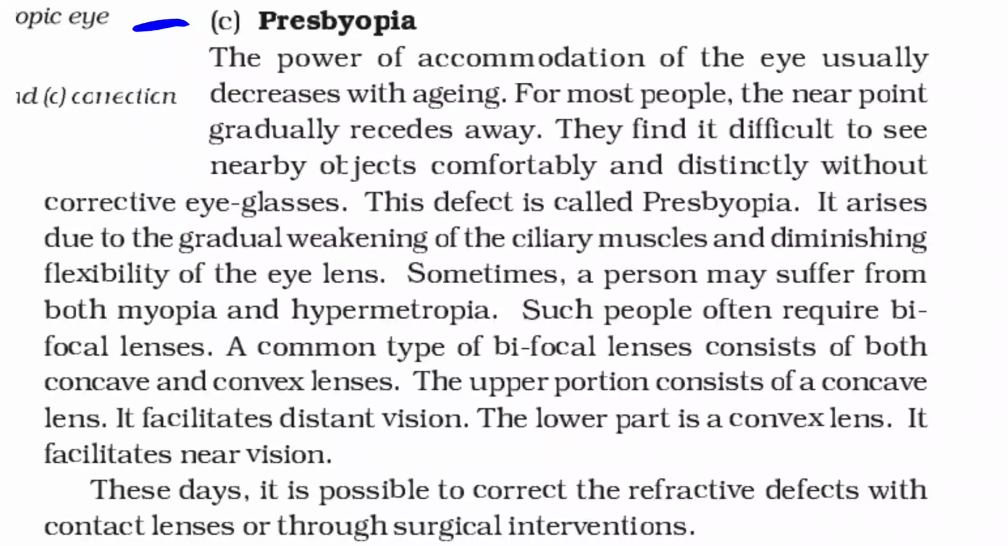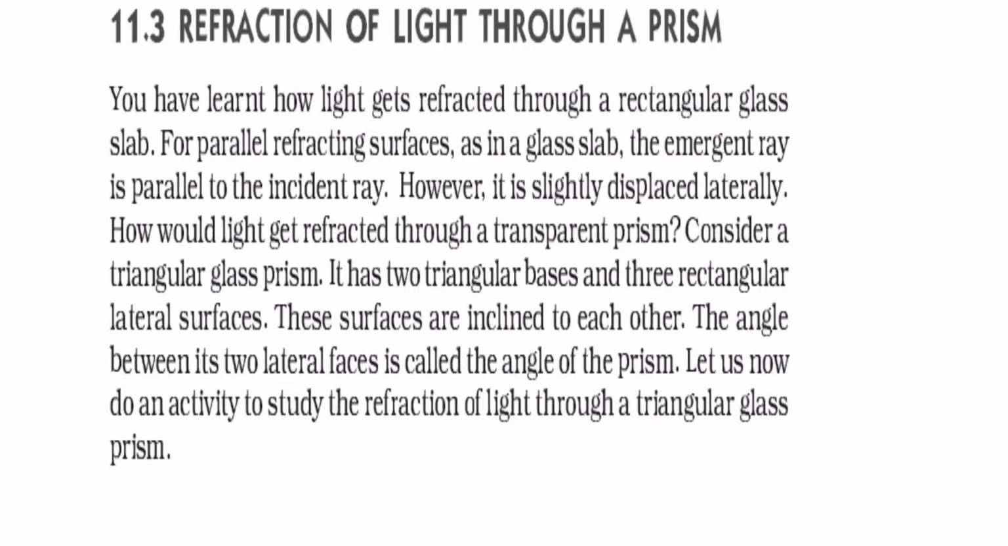Sometimes a person may suffer from both myopia and hypermetropia. Such people often require bifocal lenses. A common type of bifocal lens consists of both concave and convex lenses. The upper portion consists of a concave lens. It facilitates distant vision. The lower portion is a convex lens. It facilitates near vision. These days, it is possible to correct the refractive defects with contact lenses or through surgical interventions.